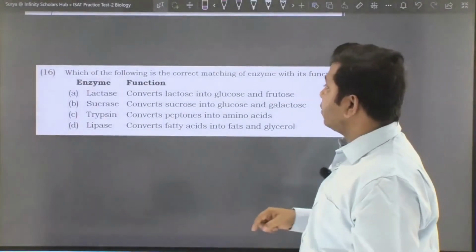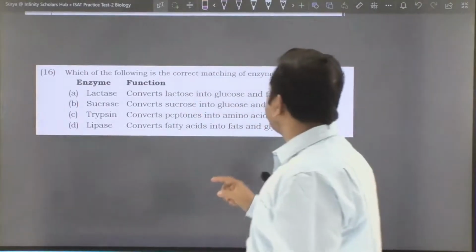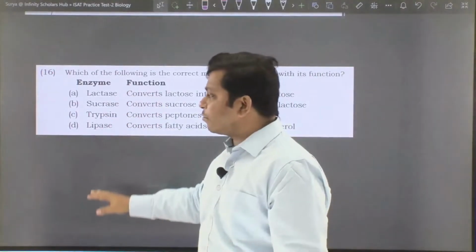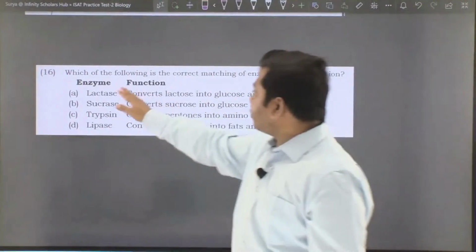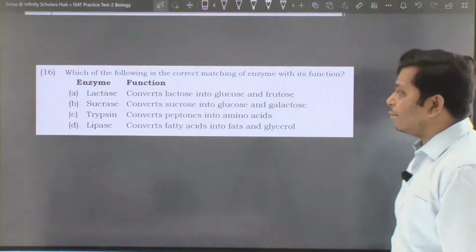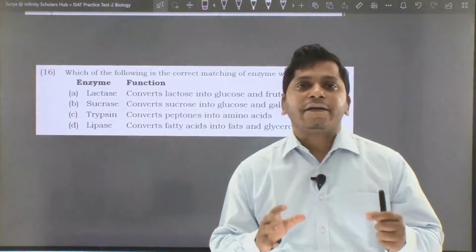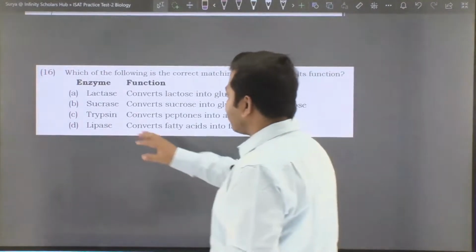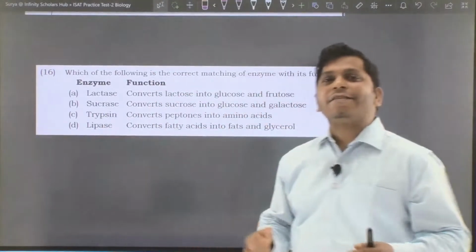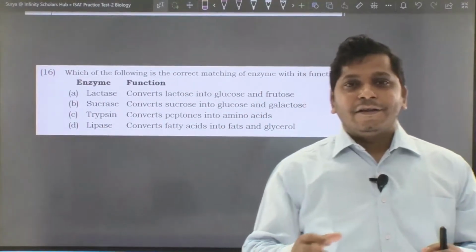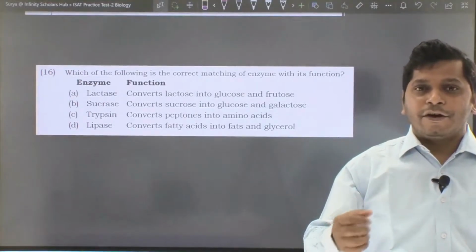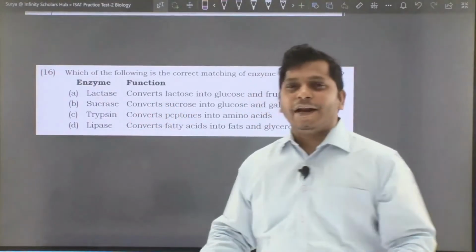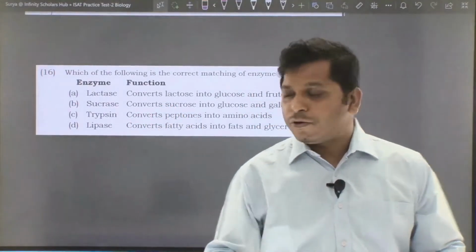The next question: which of the following is the correct matching of enzyme with its function? There are several enzymes given in the enzyme section and their functions are highlighted, and we have to choose the correct enzyme with respect to the function it carries out in the cell. Lactase, as the name suggests, because enzyme names are always very simple, given either by the reaction it carries out. So lactase must be helping to break down lactose, right?